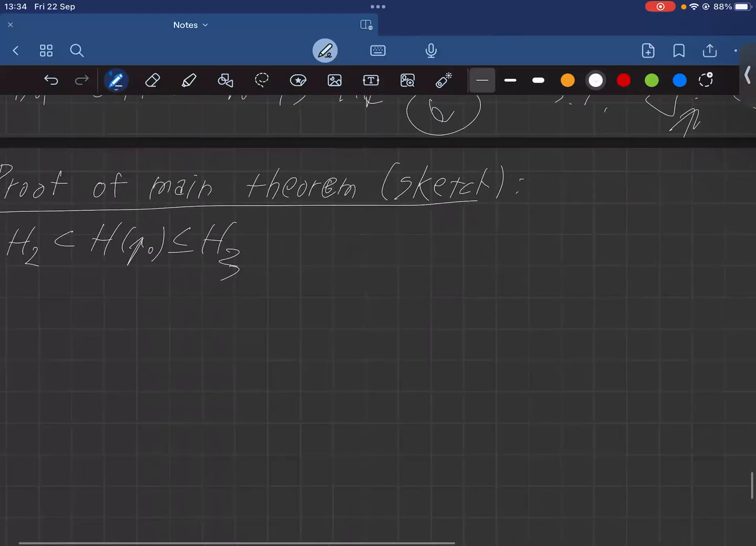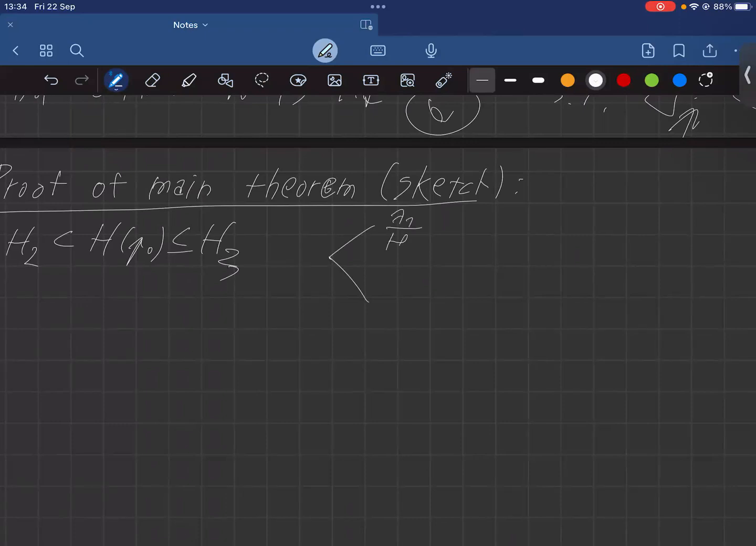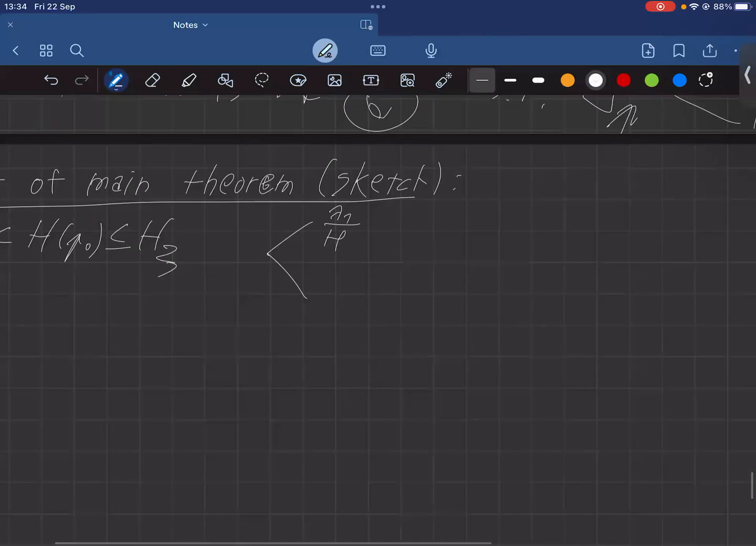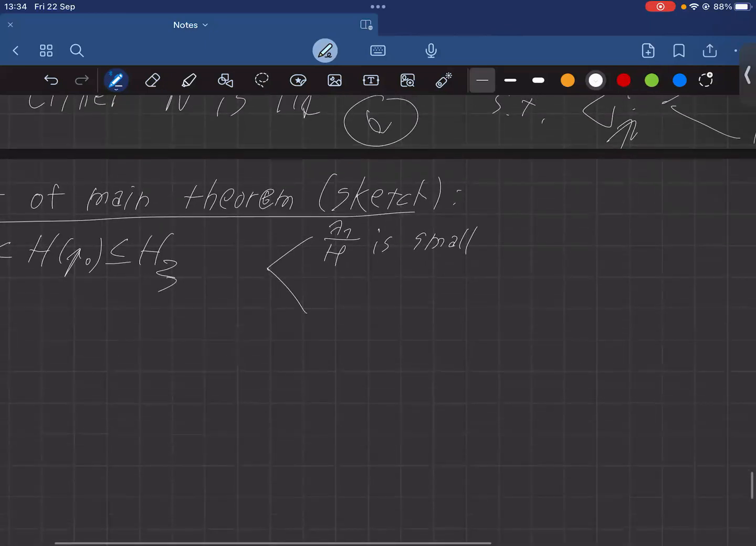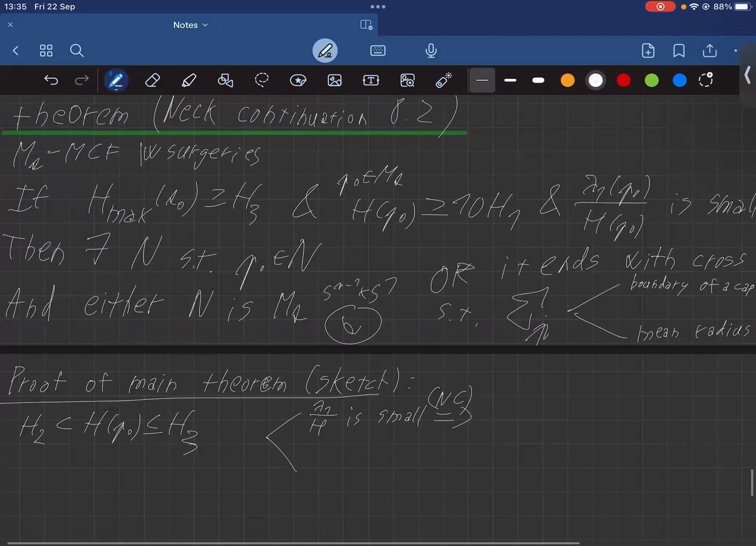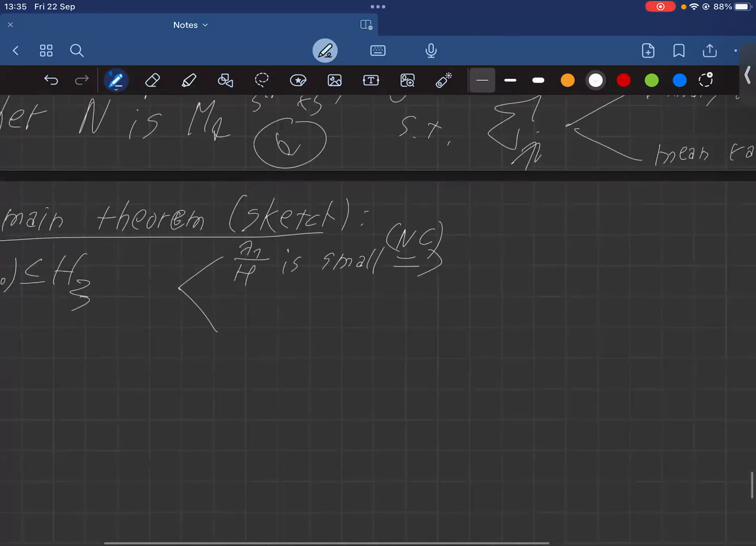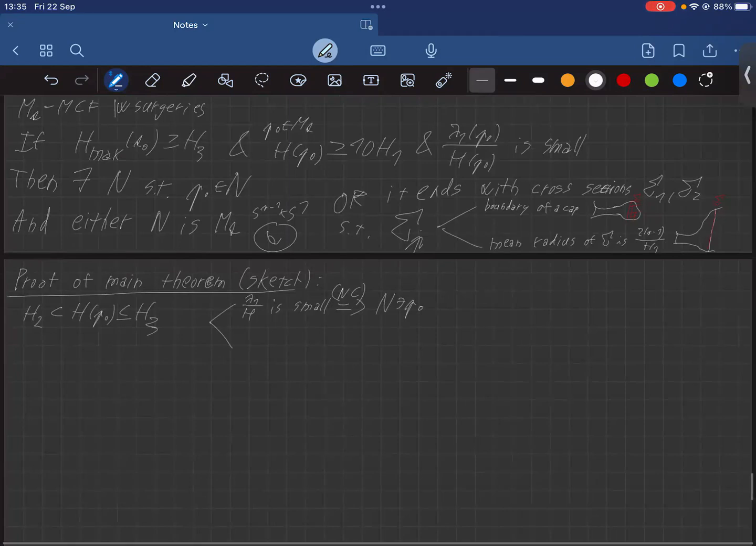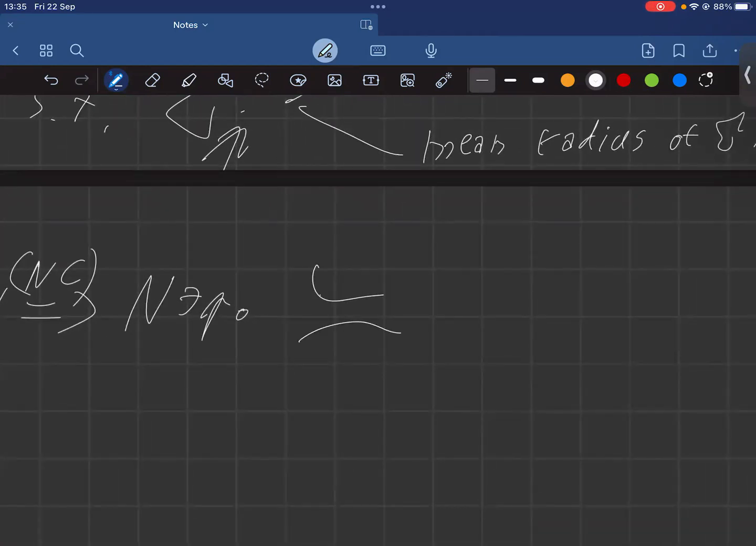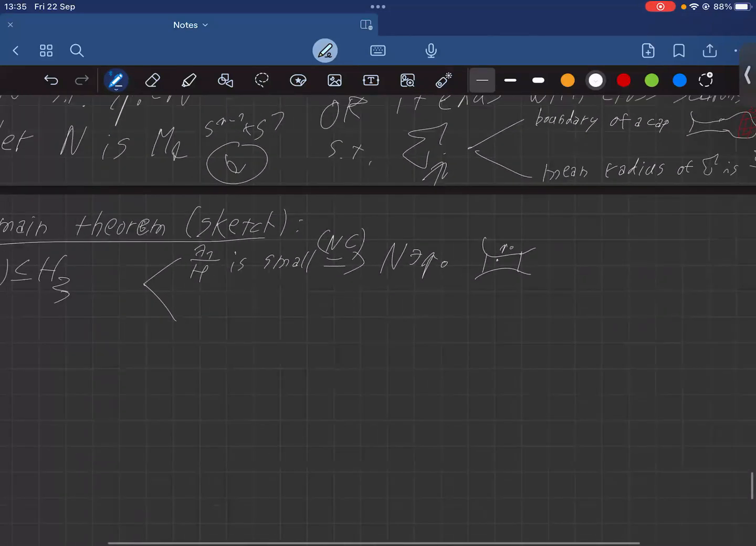So again, one of two things happens. Either the ratio lambda 1 to H is small at the point P0. That's good. We can apply the neck detection, neck continuation lemma. Sorry, that's the lemma right here, and we obtain a neck such that it contains P0. So it's something like this. There's our P0 with high curvature. So that's nice.